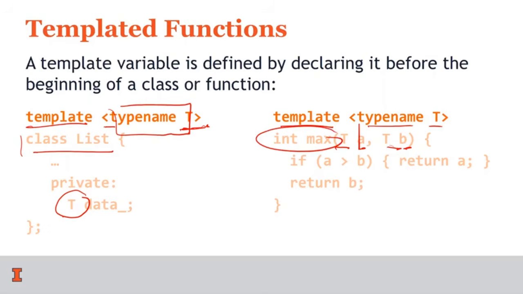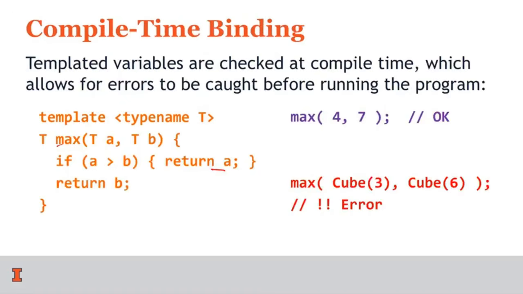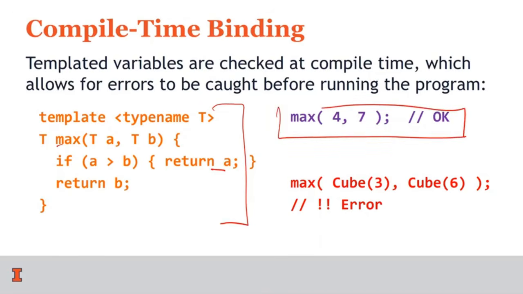Let's see how this actually gets instantiated when we run and compile this code. Templated variables are actually checked at compile time, which allows errors to be caught before we even run our program. Consider our max function, which we saw earlier. When we run it, we might call max of 4 and 7, asking the program to find the maximum of 4 and 7.